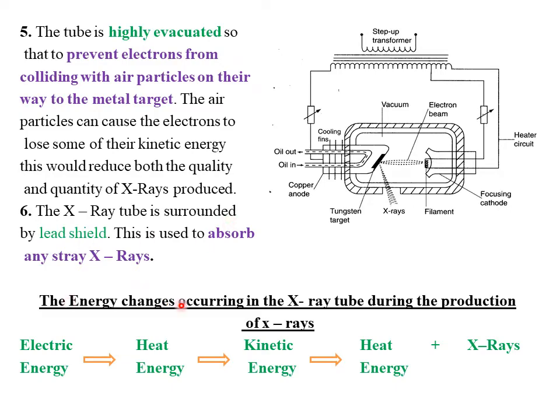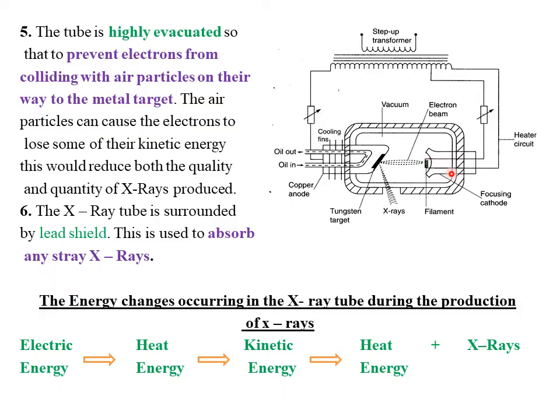Then we look at the energy changes occurring in the X-ray tube during the production of X-rays. So of course we have the step-up transformer, which is supplying us with the current, or simply electricity. So the heater circuit is supplying us with electrical energy. So the first step is electrical energy. Then when the electrical energy gets to the filament, it is going to heat up, hence converting the electrical energy into heat energy. The way cooking coils or heating coils work, they have materials of very high electrical resistance, which is going to resist that electrical energy, hence converting it to heat energy.